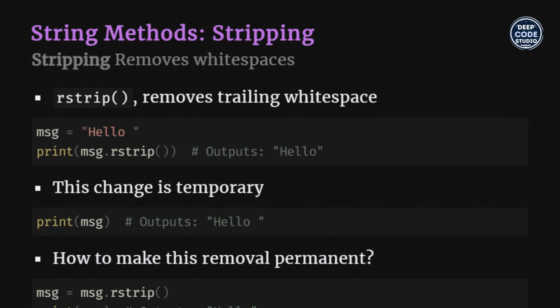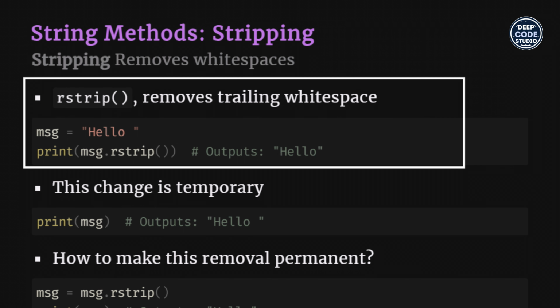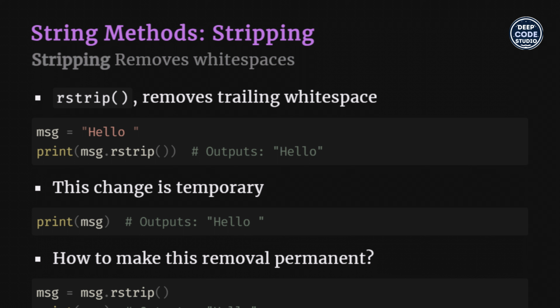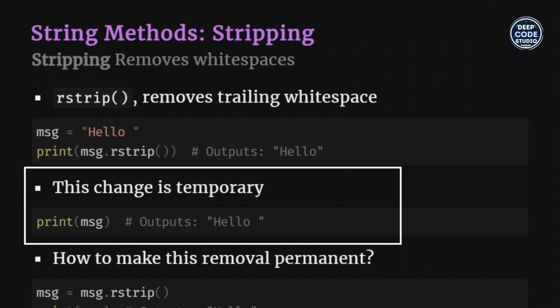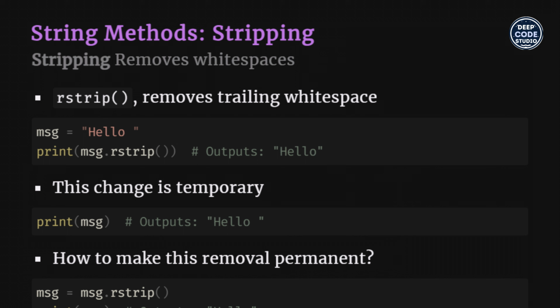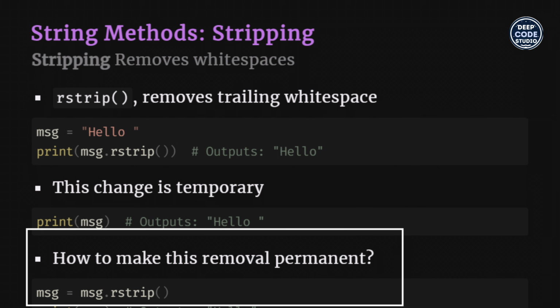Just take an example with a trailing space. To remove this trailing space, you can use the rstrip method. R means right, strip the white space from the right side. So when you print this output, you can see there is no space at the end. However, this change is temporary. If you print the message again, it still has that space. So to make this removal permanent, you need to reassign the stripped value back to a variable. Here I am assigning it to the same variable, and when I print message, it prints hello without any space.